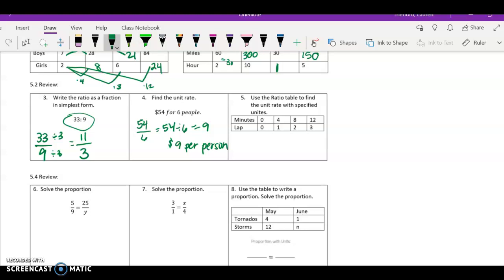Use the ratio table to find the unit rate. So remember, we have our y's on bottom, our x's on top, and we always do y divided by x. So I'm going to have 1 divided by 4. To find the unit rate, I do 1 divided by 4, and that means that I get 0.25 laps per 1 minute.